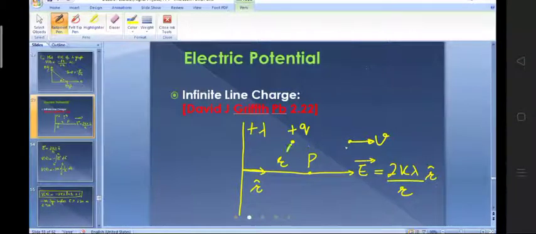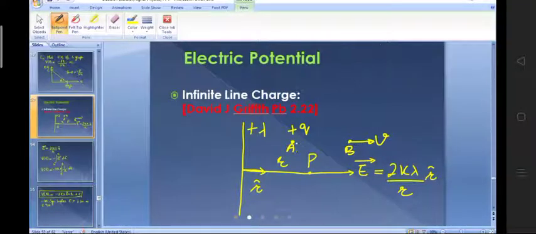Actually, when the particle goes from point A to point B, it goes from a region of high potential to a low potential, or from a region of high potential energy to a region of low potential energy. So that means the potential energy of the particle decreases, which makes for the increase in the kinetic energy. So the kinetic energy comes from the decrease in the potential energy.